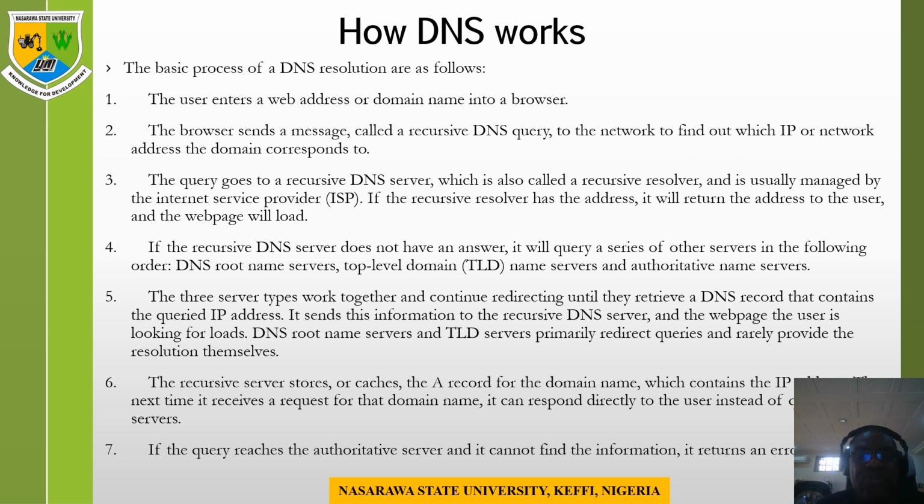DNS root name servers and TLD, which are the top-level domain servers, primarily redirect queries and rarely provide the resolution themselves. The recursive server caches the DNS record of a domain name, which contains the IP address. Next time it receives a request for the domain name, it can respond directly to the user instead of querying other servers. If the query reaches the authoritative server and it cannot find the information, it returns an error.